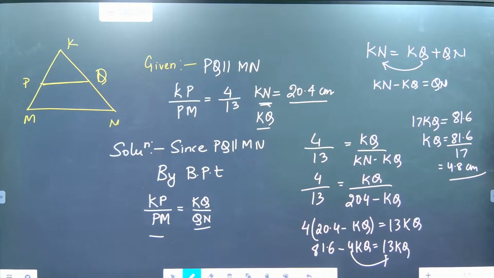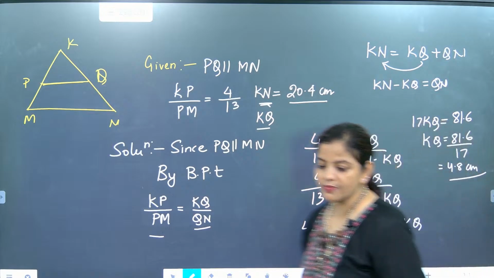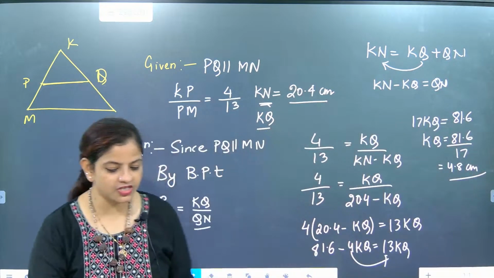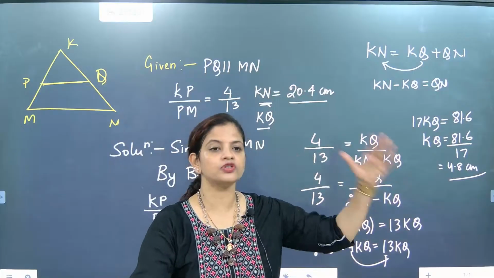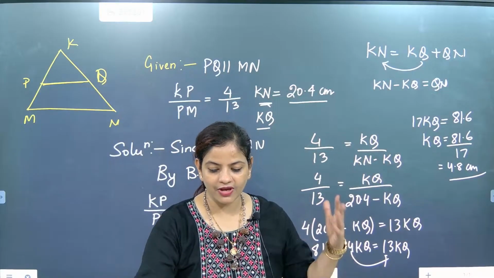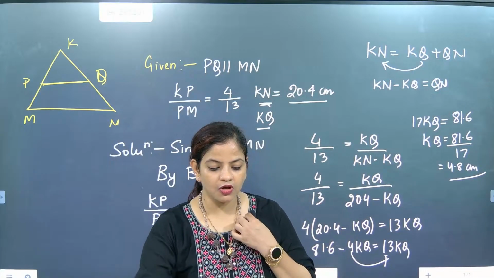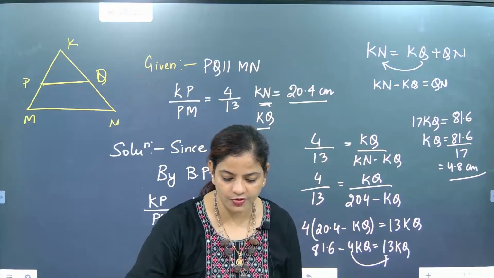Did you understand it? This is the most important point. We must not forget. So this is the way. Now we are going to solve many questions related to it. The answer is 4.8, so we are keeping it till here. Next class we will directly go for solving NCERT questions one by one. The inverse of BPT also we will do.